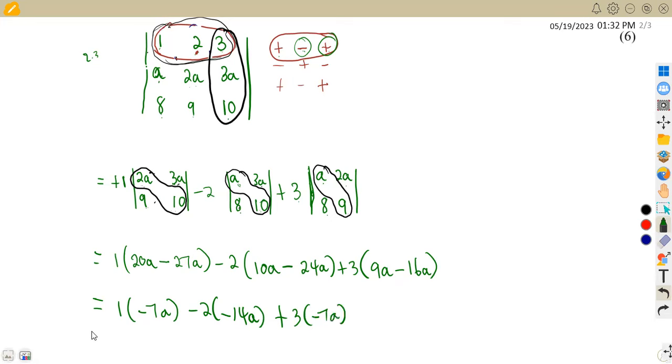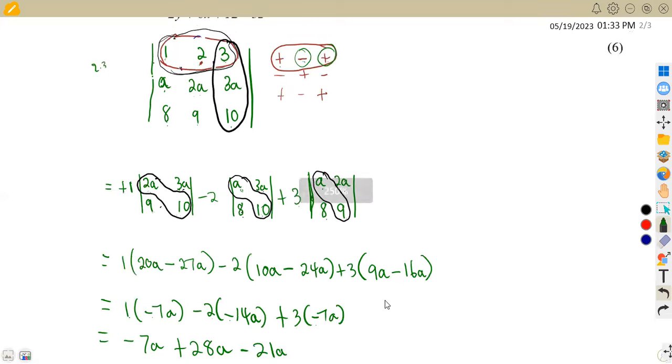All right. So if you are to simplify this here, we are obtaining 1 times negative 7A, that's negative 7A. Negative 2 times negative 14, that's plus 28A. 3 times negative 7A, that's negative 21A.